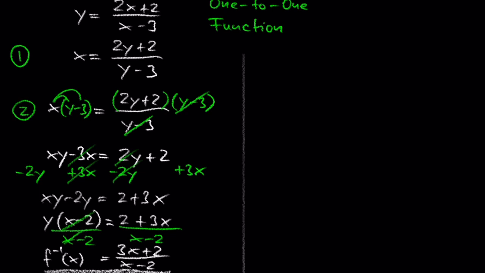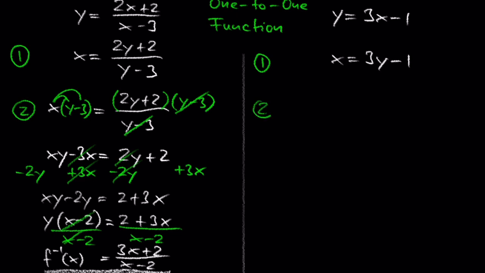Let's do one more example for the sake of practice and look at y equals 3x minus 1. This is a very simple one. I really encourage you to pause the video and try this on your own. In the first step, we are going to interchange x and y. So we get x equals 3y minus 1.